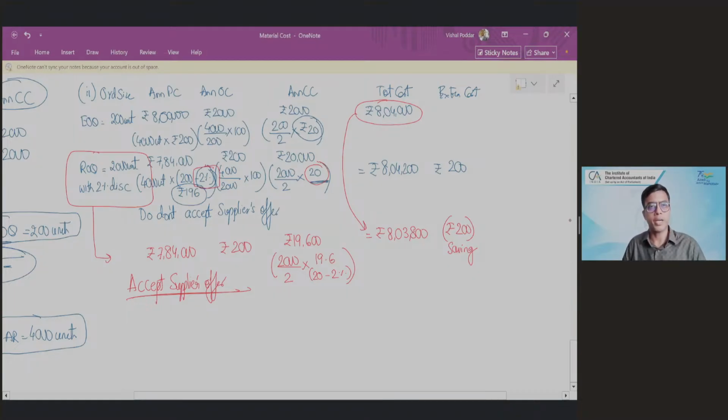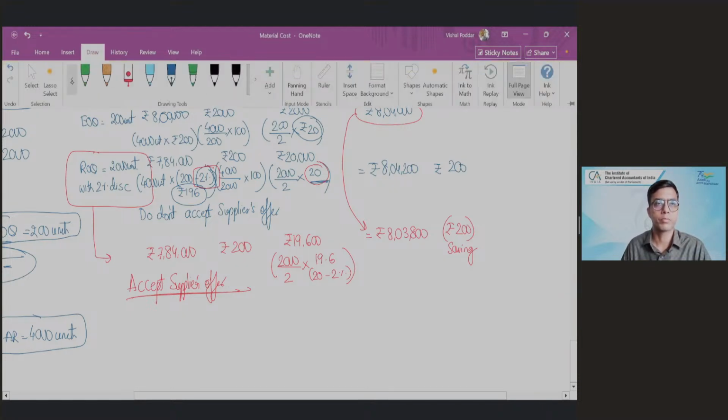See, the entire answer has changed totally with a change in one assumption, whether the discount affects carrying cost or whether the discount does not affect carrying cost. Can you see this? Can you experience this? Right, students? Perfect.